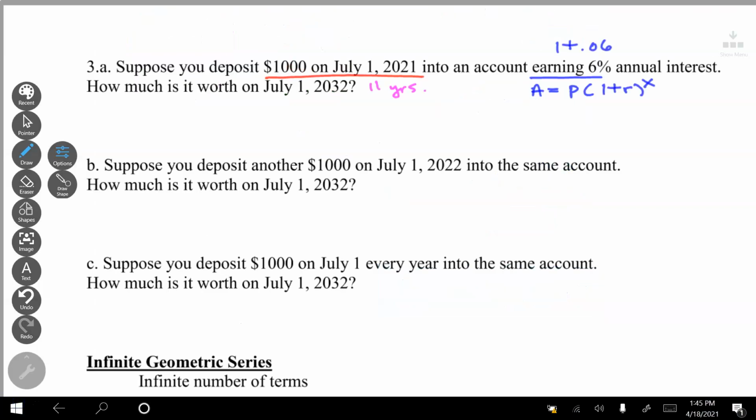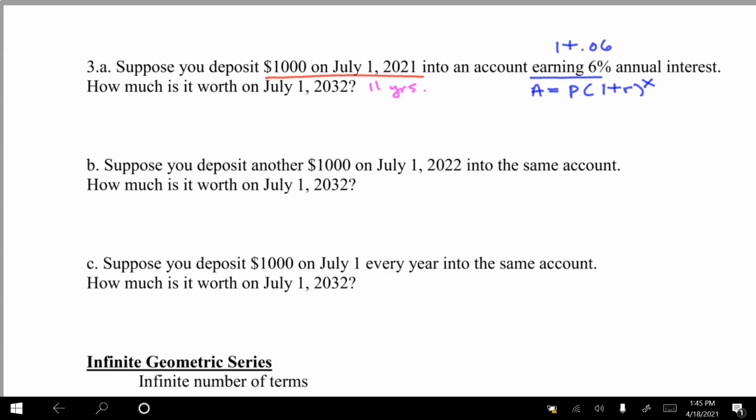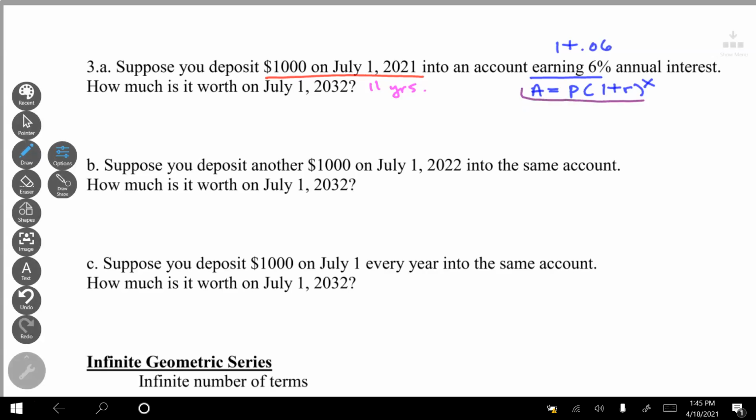So let's see how we could apply this to a word problem. Let's say on July 1st of this year, you put $1,000 in an account earning 6%. How much will it be worth in 2032, or 11 years later? I'm using this formula that maybe you've learned in Algebra 2 class, but it's basically the formula you learned this year when we did exponentials.